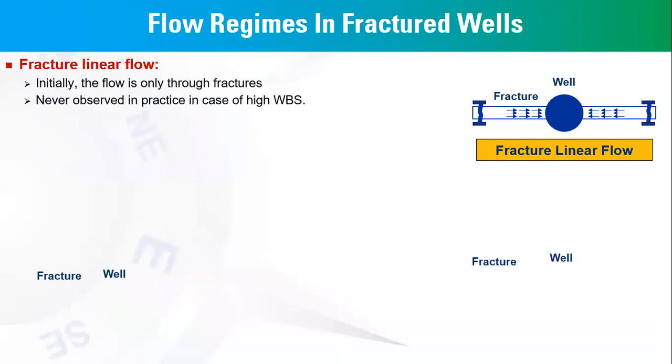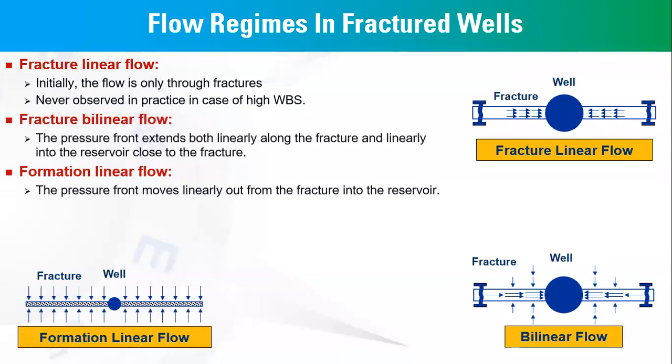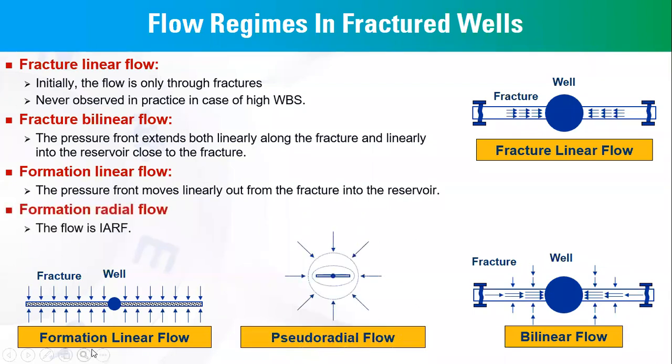Simply to highlight different flow regimes for the fracture wells, as you can see, the first one is the fracture linear flow. The flow is linear across the fracture, and the pressure transient doesn't reach the end of the fracture. Second one is the fracture bilinear flow. In this case, we have the flow along the fracture and perpendicular flow from the formation near the fracture. And then the formation linear flow, we have a flow from the formation to the fracture itself. And finally, we have pseudo-radial flow, or formation radial flow. In this case, we have radial flow from the formation to the fracture itself.